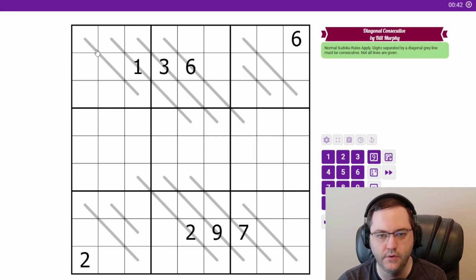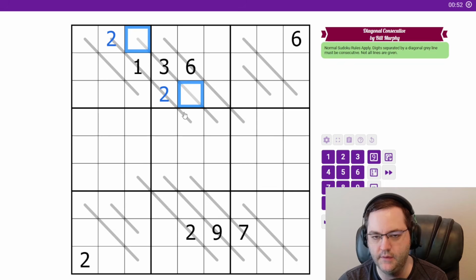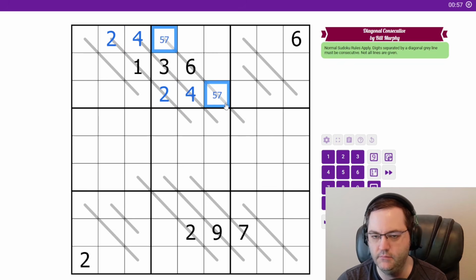Those are the rules. So we'll start with 1. It's our minimum digit. There's only one thing it's consecutive with, and that's 2. And if 2 is on this line, then these can't be 2, so they're 4. These are 5 and 7 in some order because of the 6. This can be 1 or 3, this can be 3 or 5, and this could be 4, 6, or 8.